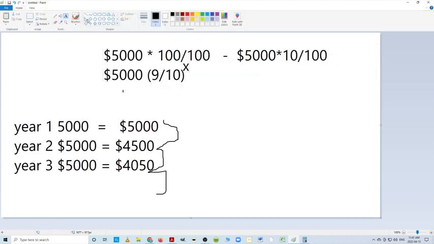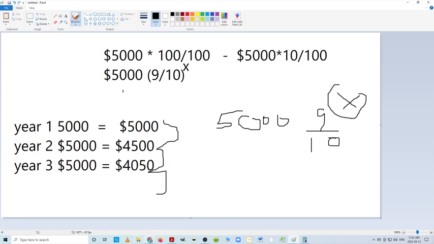In other words, notice that it's 90% here. 9 over 10 is 90%, which makes sense because if it's losing 10% of the value, next year it's going to be worth 90% of what it used to be. So suddenly we have 5,000 times a 9 over 10 base to the power of every year. Sometimes that's expressed as t, but I'm going to leave it as x.